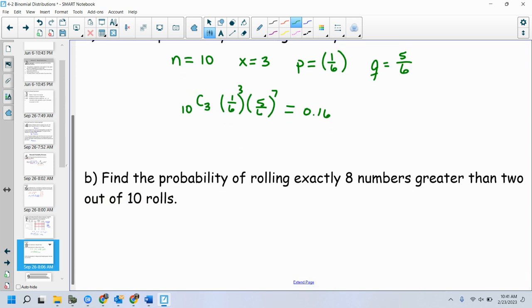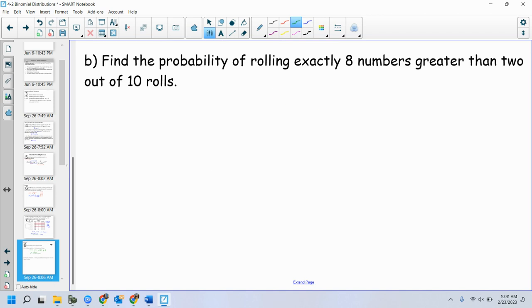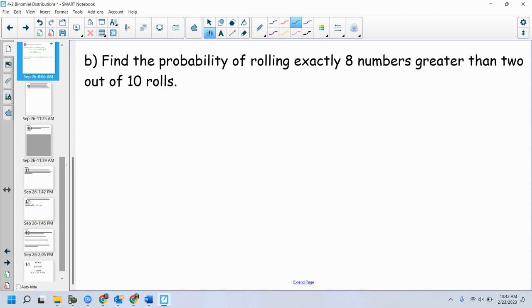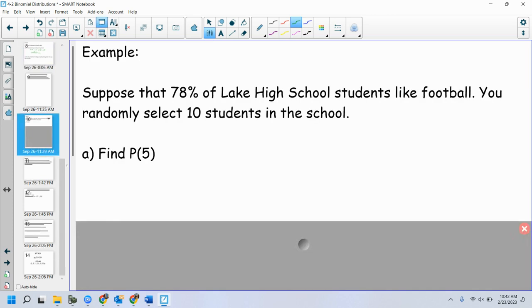Okay. Find the probability of rolling exactly 8 numbers greater than 2 out of 10 rolls. Do I want to do this one or do I want to jump to next? No, we can. Yeah, let's jump to the next one for the sake of time here too. This is what I want to jump to.